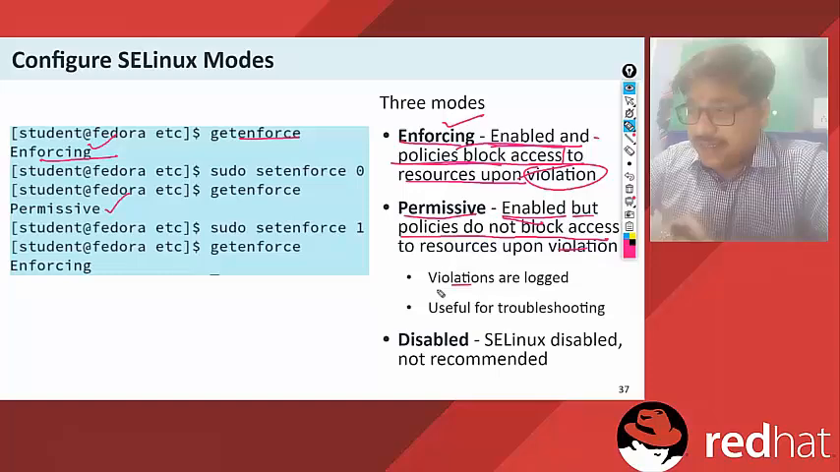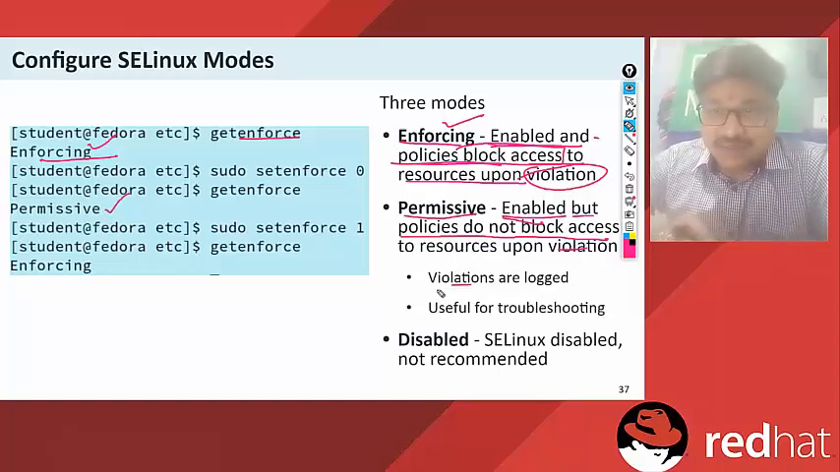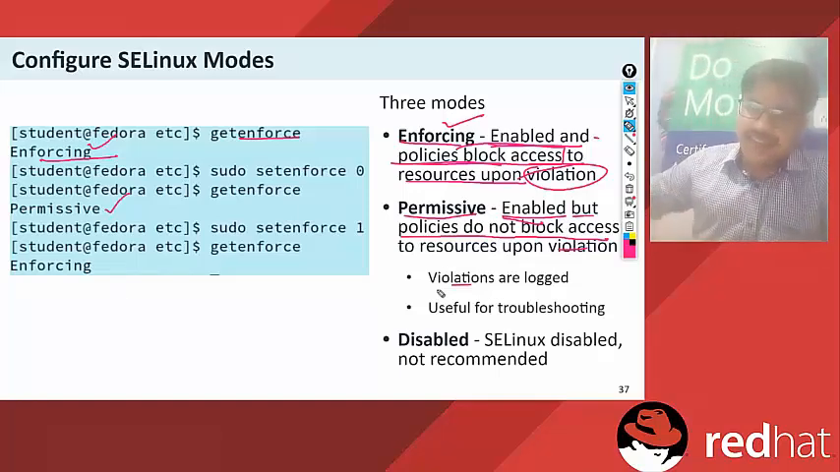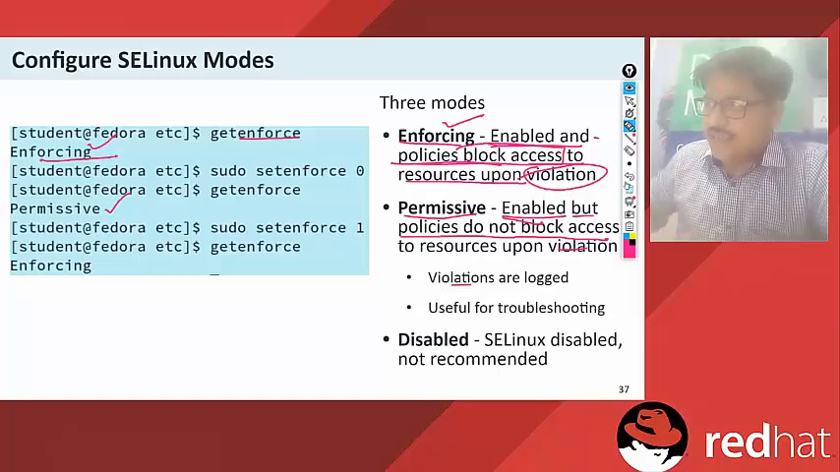Another mode is disabled. When it is disabled, it means disabled. It is not recommended. Never use disabled SELinux.